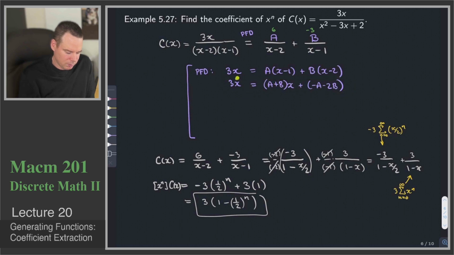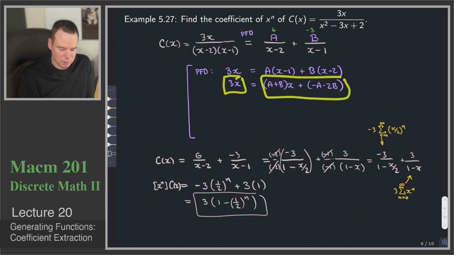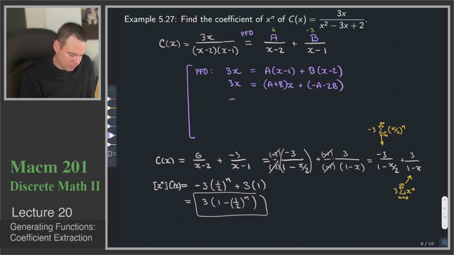Now the way to say that is I've got a linear function here. It's got to equal this linear function. In order for those 2 linear functions to be equal, they have to be the same linear function. So in other words, I need a plus b equal to 3 and negative a minus 2b is equal to 0. I compare coefficients of x and the constants.